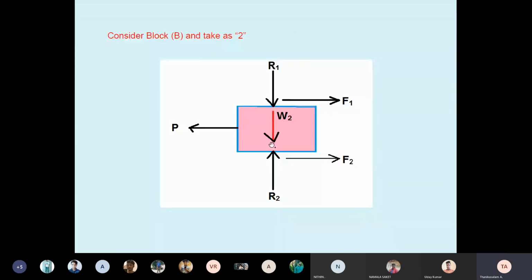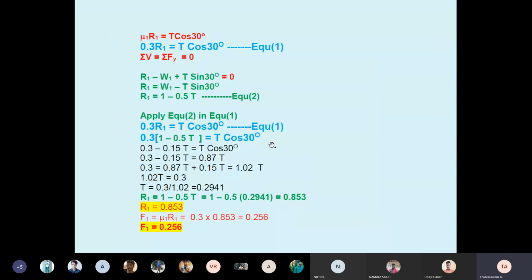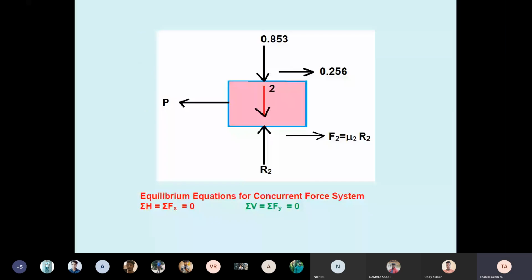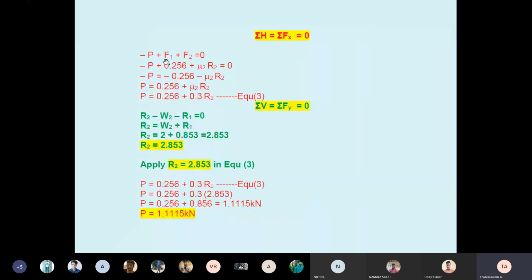Then you solve it. We know F1 is already calculated, 0.256. R1 is also calculated, 0.853. W2, what is the value? 2 kilonewton, given. We want the other values, F2 and R2. Then the equilibrium equations: summation H equal to 0, summation V equal to 0. Summation H equal to 0: P minus F1 minus F2. What is F1? Already calculated, 0.256. What is F2? Mu into R2. Taking the right side, all are minus. Therefore the final equation: P equal to 0.256 plus mu, given 0.3, into R2.